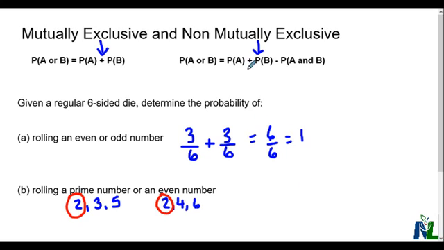So I'm going to apply the second formula here because these are non-mutually exclusive. So rolling a prime number is 3 out of 6, an even number is 3 out of 6, and I subtract 1 out of 6 because there's one number that was both even and prime. So we get 5 out of 6.